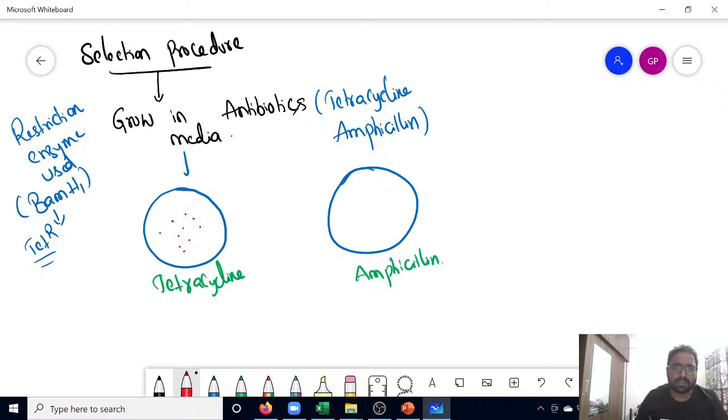See, the red dots are growth, bacterial colonies growing like that. Here, no growth. Now tell me which is transformed and which is not transformed.